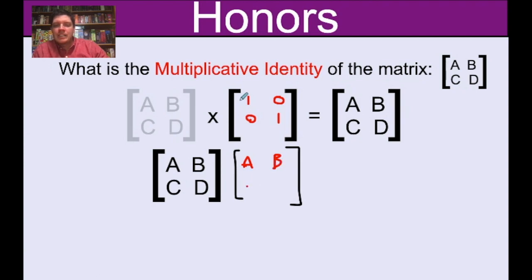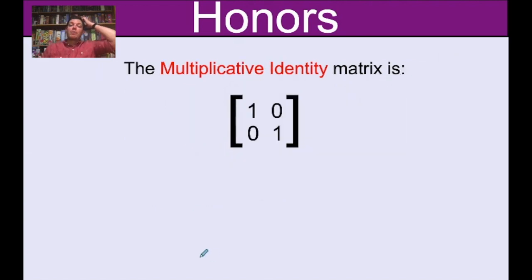Down here, C times 1 is C, plus D times 0 is 0. C plus 0 is C. C times 0 is 0. D times 1 is D. 0 plus D is D. So we didn't change the value. Once again, the magical 1, 0, 0, 1 matrix. I love it a lot. So that's something for you to know. The multiplicative identity in matrix world is the matrix 1, 0, 0, 1. It won't change the matrix if you multiply it. That's just the way it is.